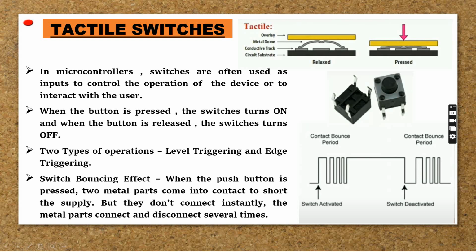When a switch is pressed or released, the electrical contacts inside the switch do not make or break contact instantaneously. Instead, it breaks the contact rapidly multiple times over a short period before settling into a stable state. This bouncing or the rapid oscillation of the contacts leads to the switch bouncing effect.